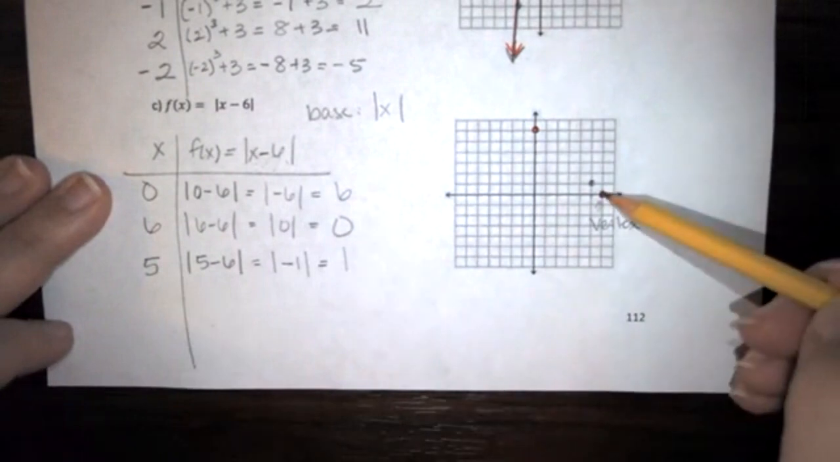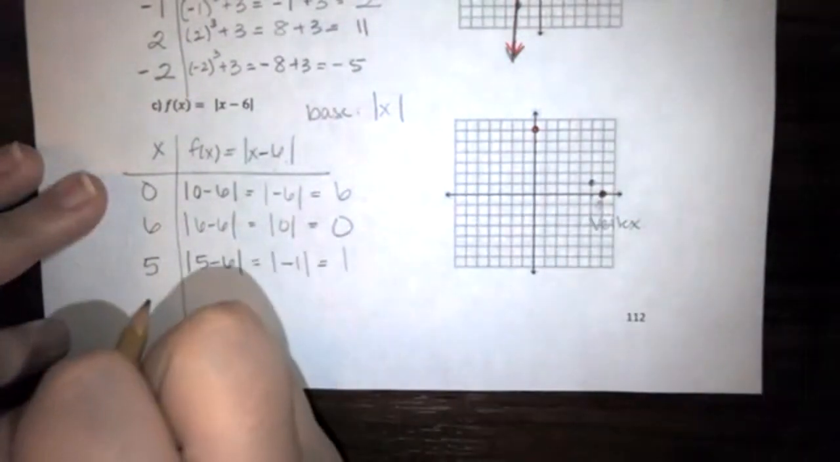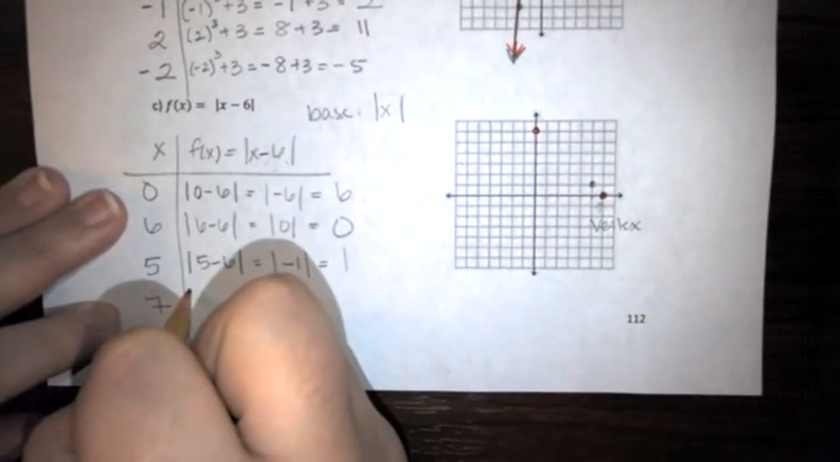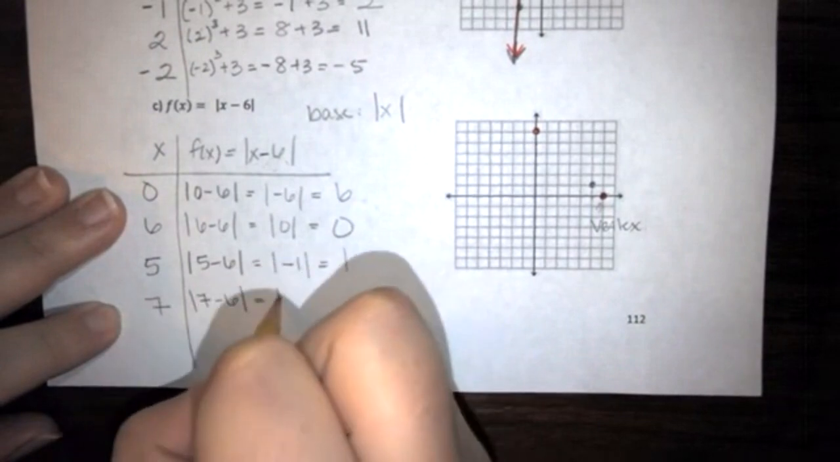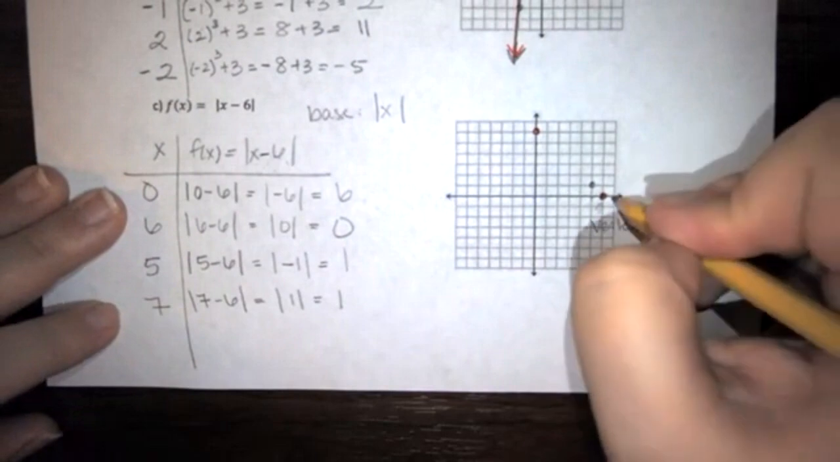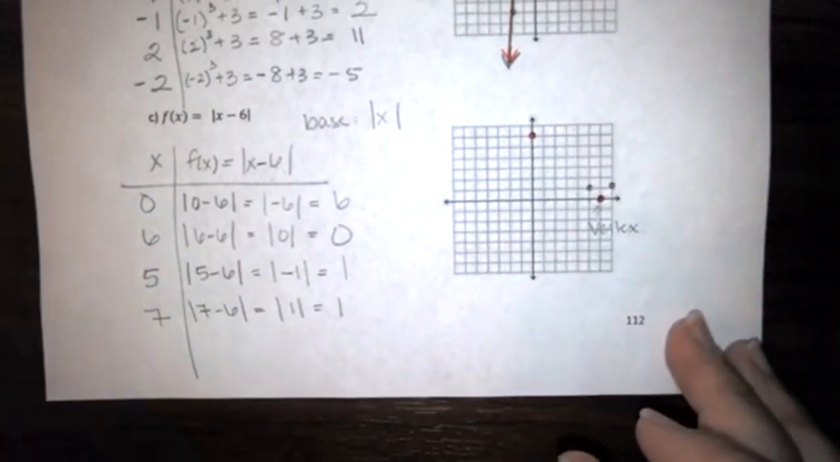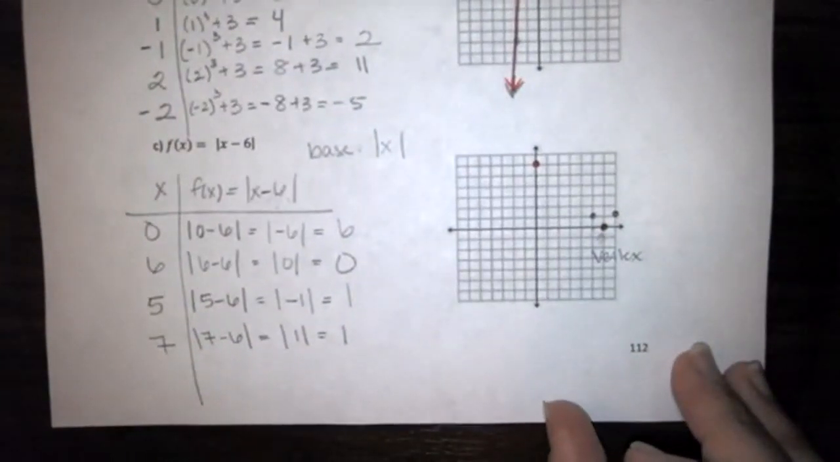And now, to prove that this is my vertex point, I'm going to look at that point to the right. So that point to the right is a 7. So here I'm going to have the absolute value of 7 minus 6 is equal to the absolute value of 1, which is 1 as a result. So here's 7, I do go up to 1. So you can kind of start to see that V shape appearing, which is exactly what we wanted.